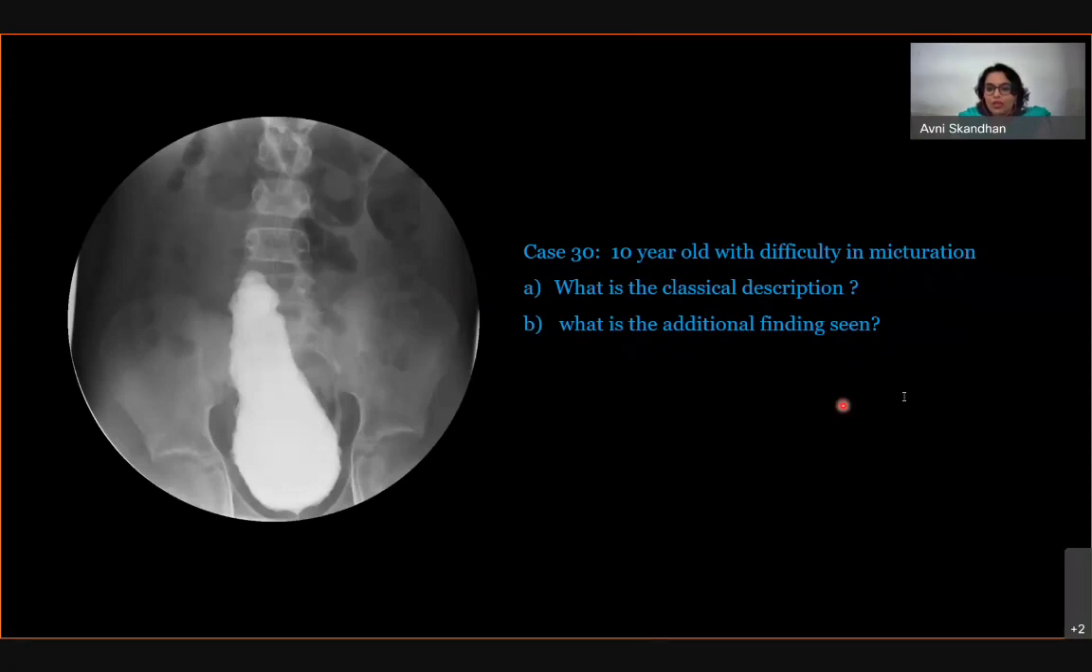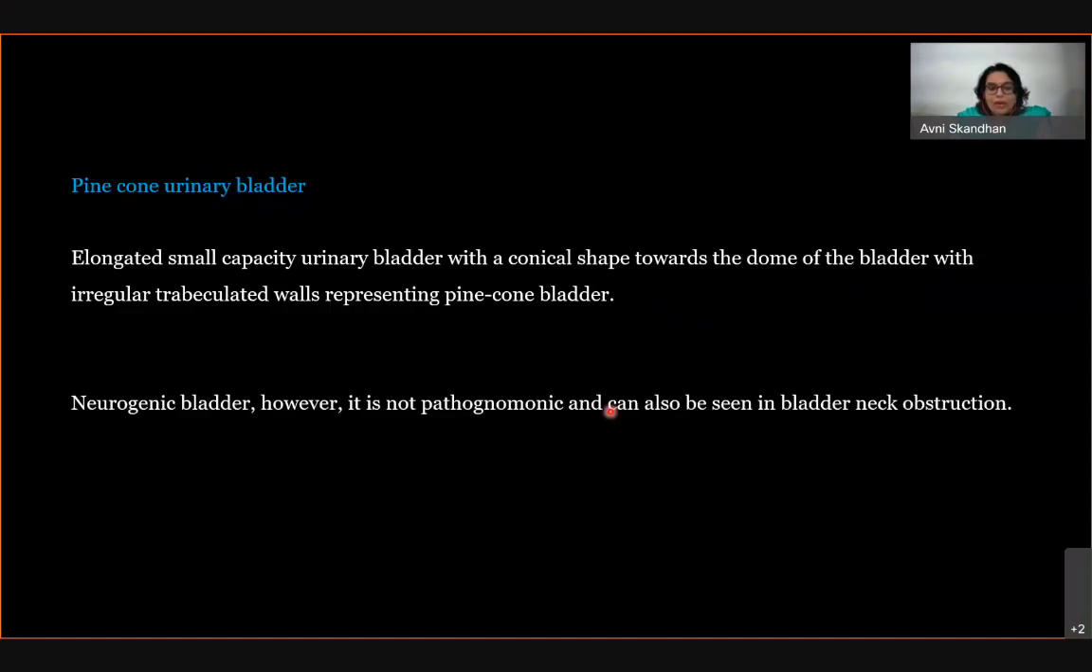Okay, this is a 10-year-old child with difficulty in micturition. What is the classical description and what is your diagnosis here? You're not too wrong. Somebody said pelvic lipomatosis. You're not too wrong. This is the classical pine cone urinary bladder, and yes, it is seen in neurogenic bladder also. But when you see this kind of bladder, pelvic lipomatosis doesn't tend to occur in children. I said it was a child.